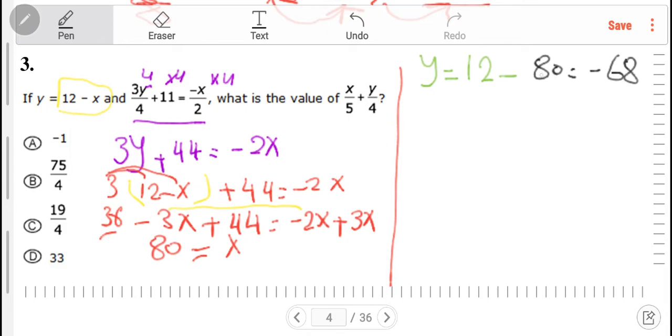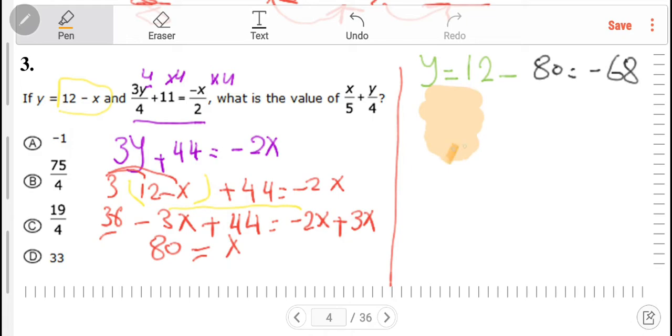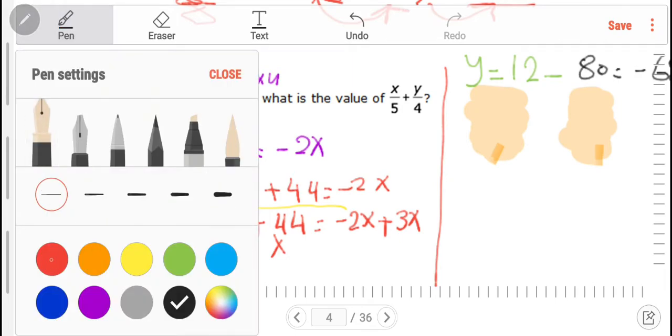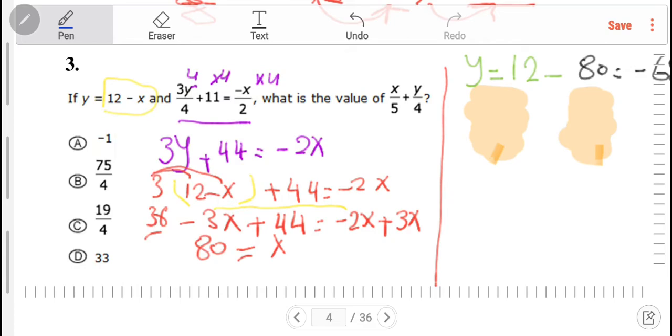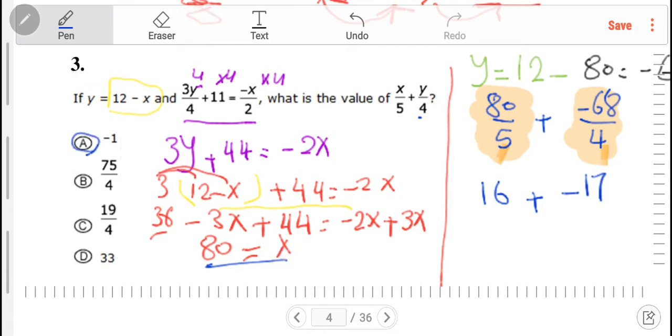10 minus 2, 8. 7 minus 1, 6. And now, what is y over 5? And then what is x over 5? And what is y over 4? X over 5 means 80 over 5, 16, plus y over 4, y is negative 68 over 4, negative 17. 16 and negative 17 is negative 1.